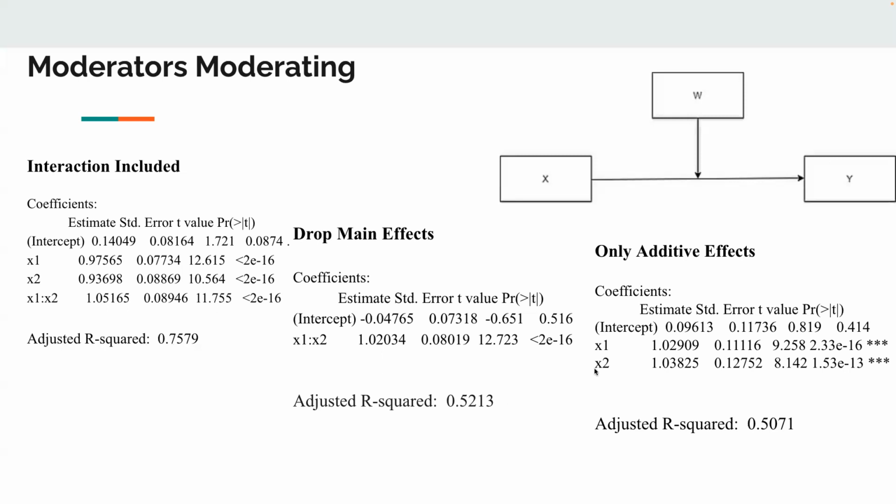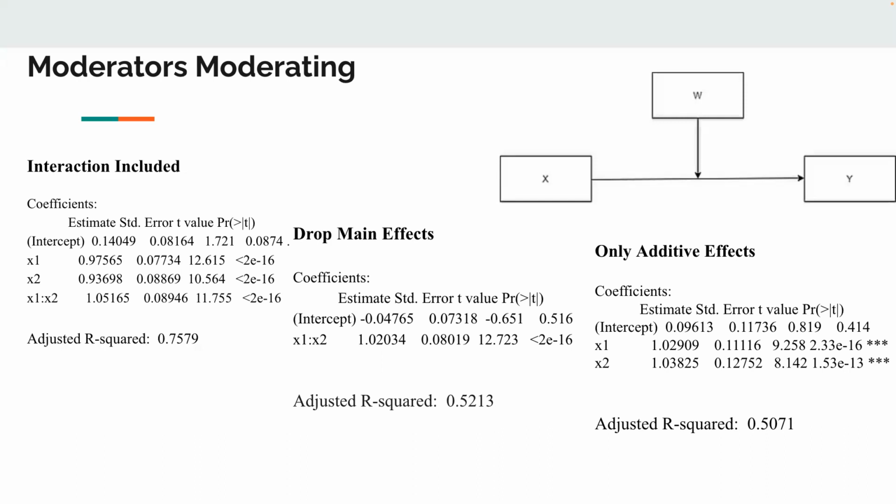And now, what if I just look at the additive effects, take away the interaction, and I just look at my predictors? Now they're both significant. If you're just taking a look at that, that would be great. But then again, the adjusted R squared is much lower. We're missing a lot of the story here. It's important to include the interaction because that can really have a huge effect on the model. So that's just what moderating looks like.